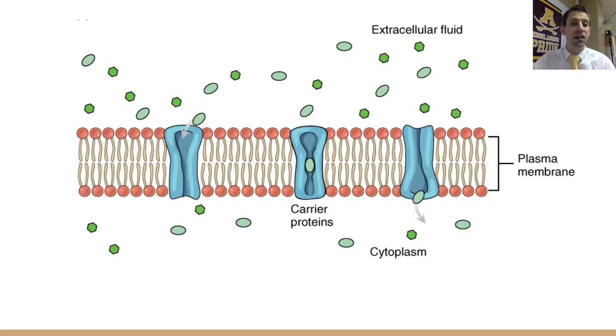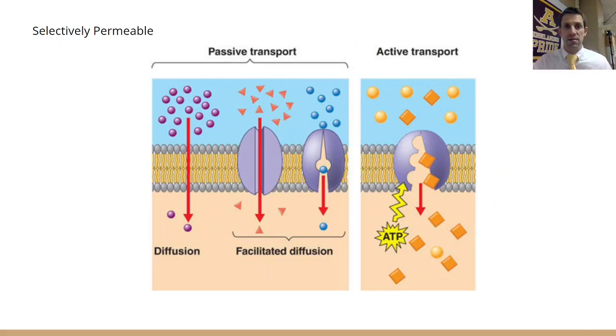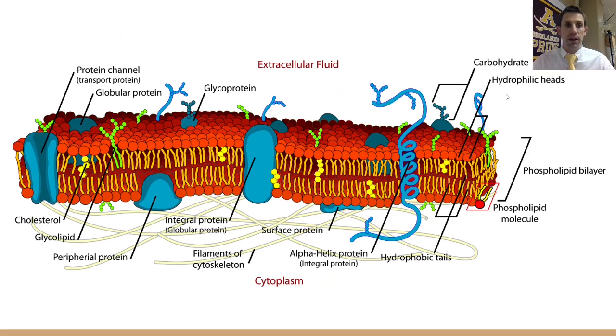But again, the key here is that these protein channels function in the movement of materials into and out of the cell to regulate homeostasis. There are two basic types of transport that are called passive and active, and we'll look at these in a little bit more detail in a minute. But the three major types of passive transport are simple diffusion, facilitated diffusion, which is diffusion through a membrane, and then osmosis. Active transport is different because it requires energy use, primarily from ATP.